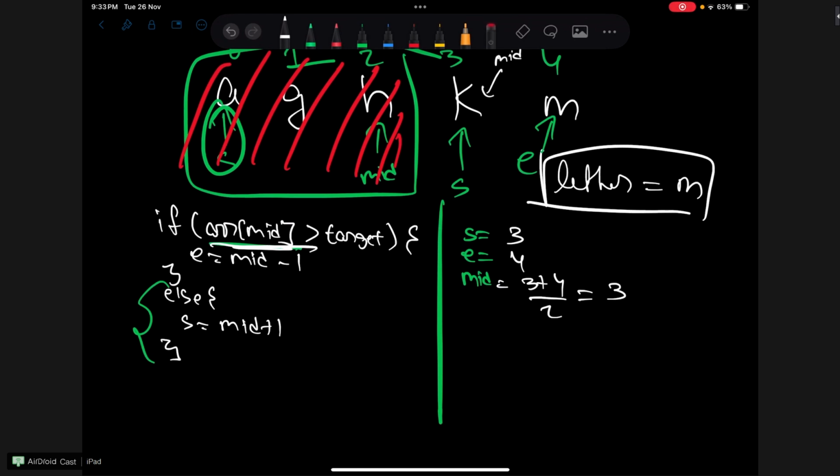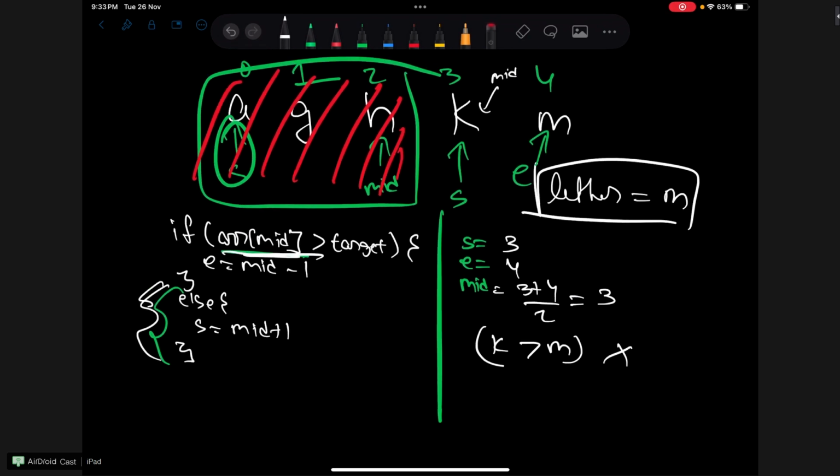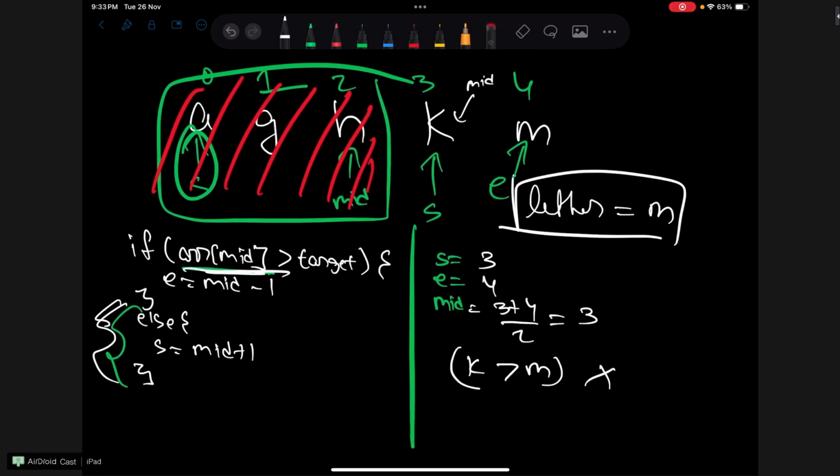If array of mid is greater than target, so that means is K greater than M? The answer is no, K is not greater than M. In that case, we will again execute the else part, that is S is equal to mid plus 1. Since the target never lies on mid, S should move to mid plus 1. Where is mid?